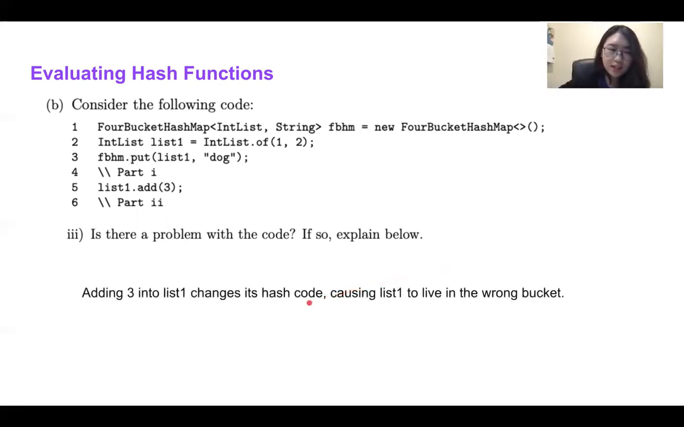You can see that adding 3 into list 1 changed its hash code, causing list 1 to live in the wrong bucket. This is why we can never allow changes in keys, because it will mess up our hash code. That's why we hash with a key, not a value. I think this was a great example for understanding why we need to hash with a key rather than a value.